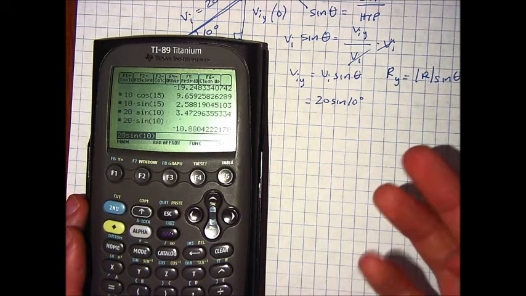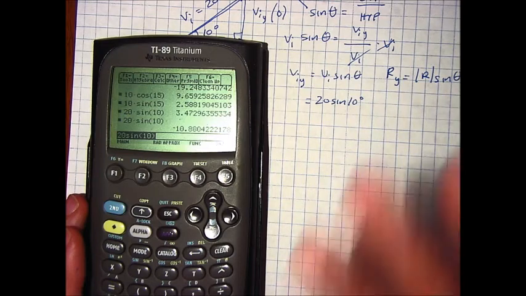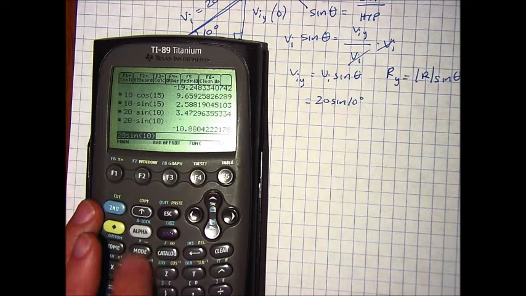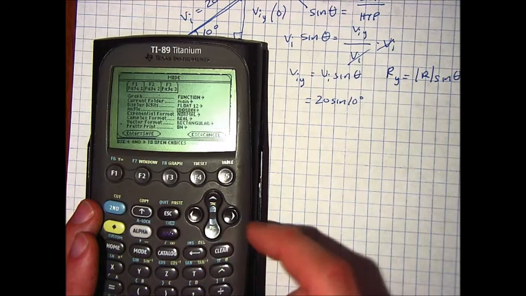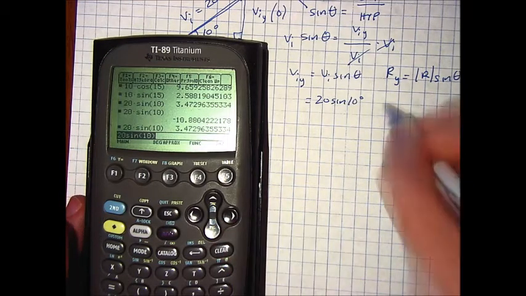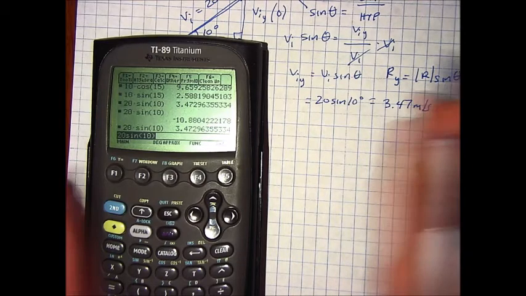Now, look what happens when I do the same thing, but in radian mode. I get negative 10.88. So it's not that it'll give you an undefined answer. You will get an answer if you're in radian mode, it's just going to be the wrong answer. So that's why we need to make sure we press mode, and we are in degree mode. So now I get 3.47. So that's the correct answer. I'm just going to write that in, 3.47 meters per second.